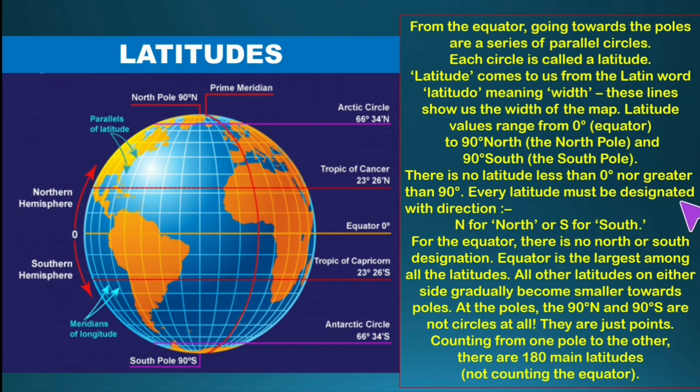Every latitude must be designated with direction, N for north or S for south. For the equator, there is no north or south designation. The equator is the largest among all the latitudes. All the other latitudes on either side gradually become smaller towards the poles. At the poles, the 90 degree north and 90 degree south are not circles at all. They are just points. Counting from one pole to the other, there are 180 main latitudes, not counting the equator.